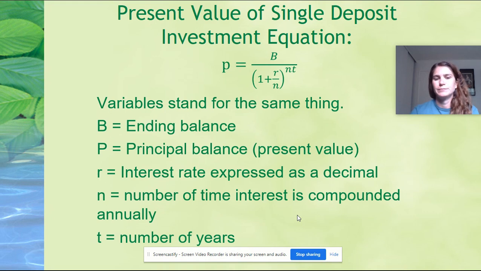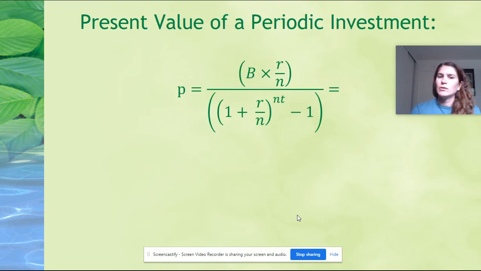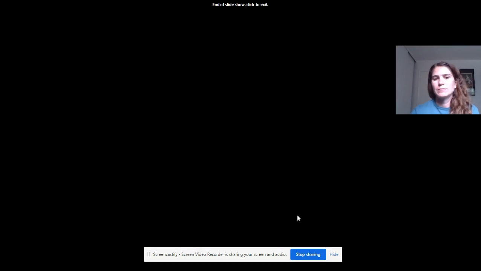Our present value of a periodic investment is going to be a little bit bigger because you're putting in money multiple times, making multiple deposits. So our equation is P equals, on the numerator, B times R divided by N, divided by the quantity of (1 plus R over N) to the NT minus 1, and your parentheses.